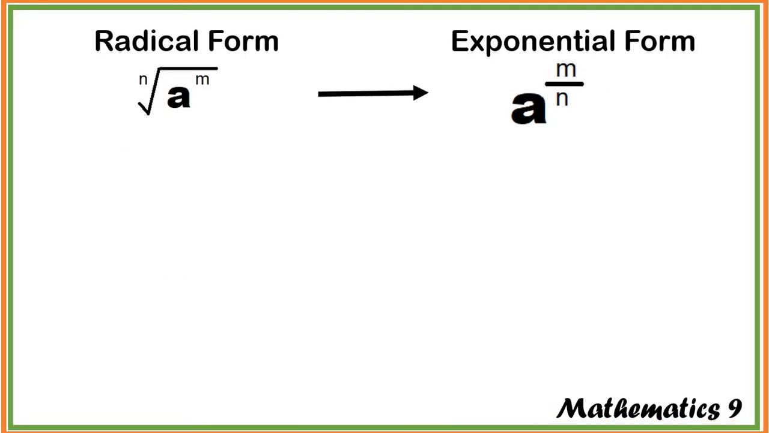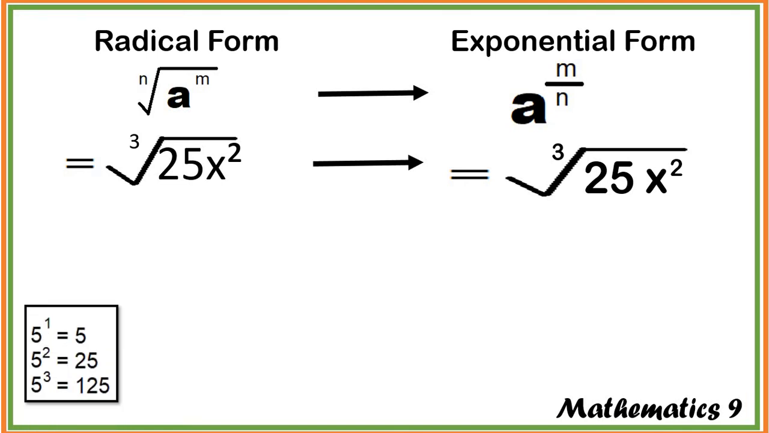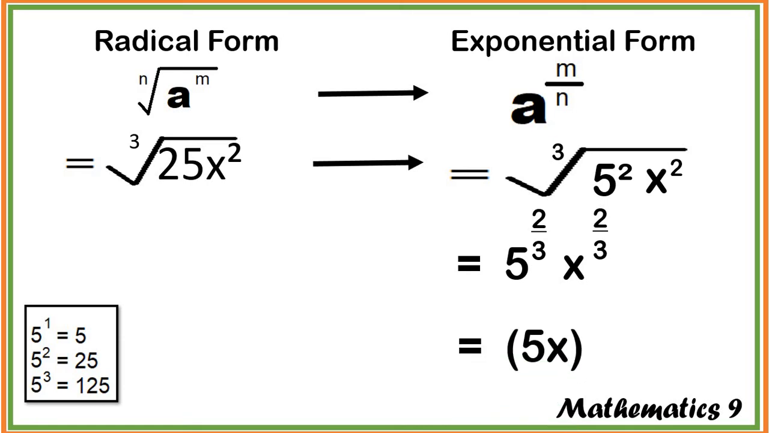Next is cube root of 25x squared. Now, if you notice, we have here two bases. So, before anything else, we will use the power rule. 25 is also equal to 5 squared. So, instead of putting 25, you put 5 squared. Then you have the value of m in each base. So we have 5 raised to 2 over 3, and x raised to 2 over 3. And since the exponents are the same, you can simply write quantity 5x raised to 2 over 3.